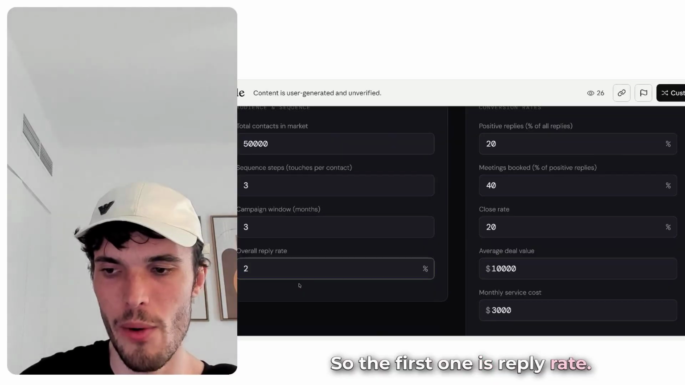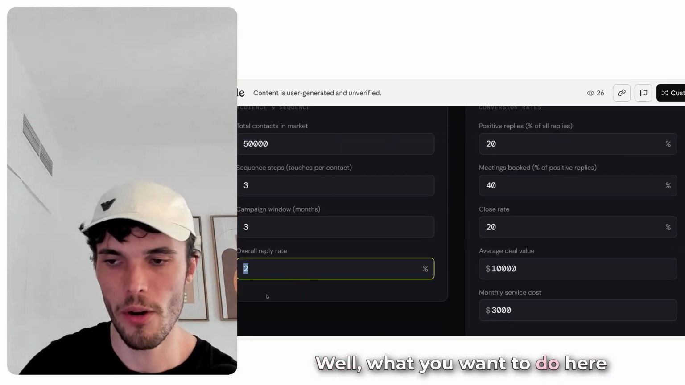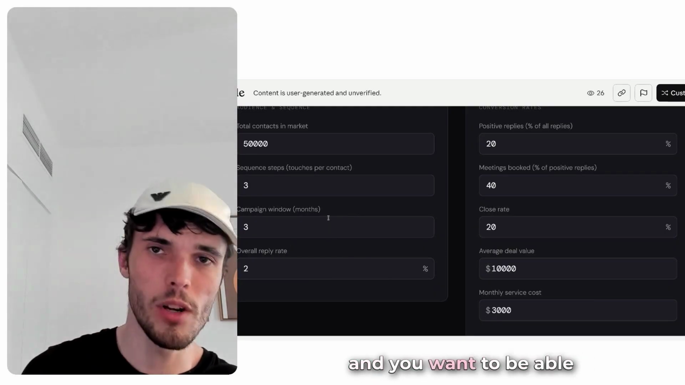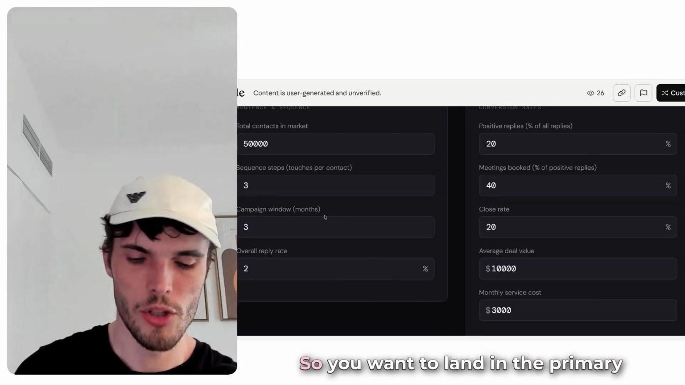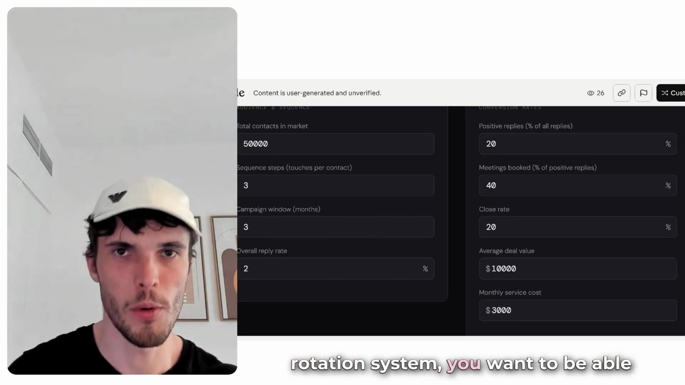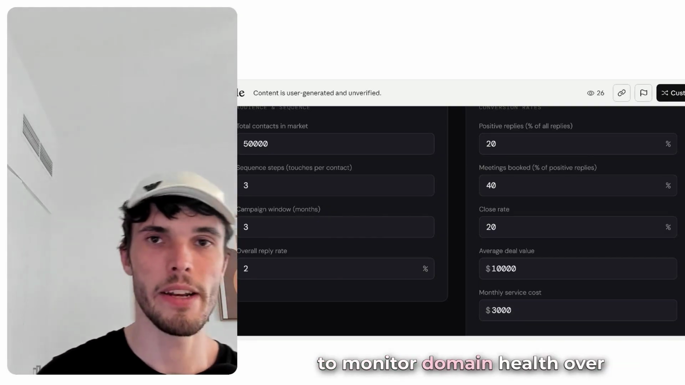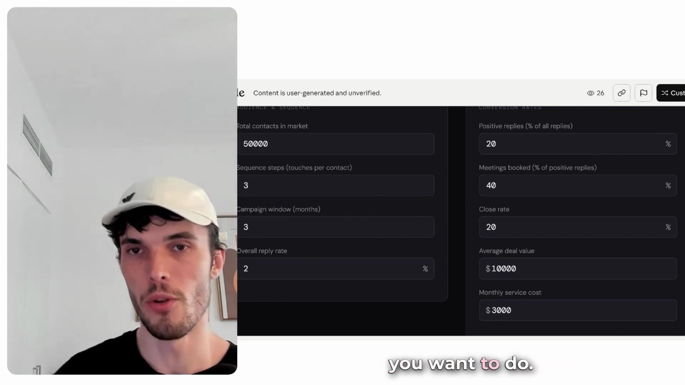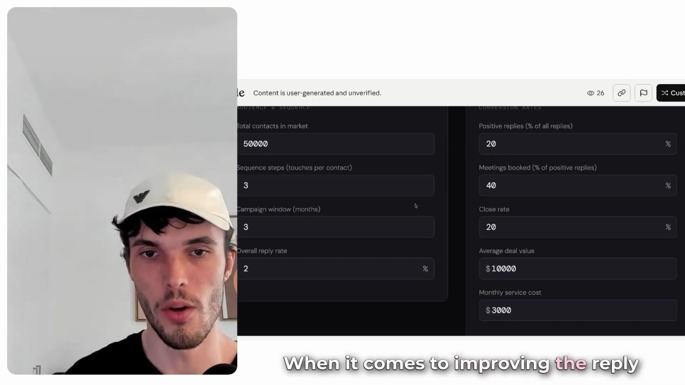So the first one is reply rate. How do you get a good reply rate? Well, what you want to do here is have a good list that is really targeted, and you want to have high email deliverability. So you want to land in the primary inbox. You want to have a domain rotation system. You want to monitor domain health over time and switch out any burnt domains. So these are all things you want to do when it comes to improving the reply rate.